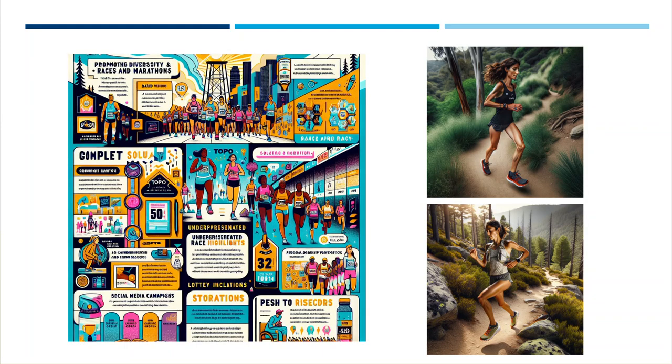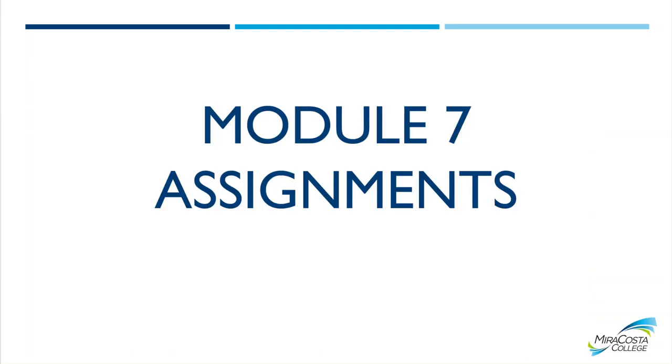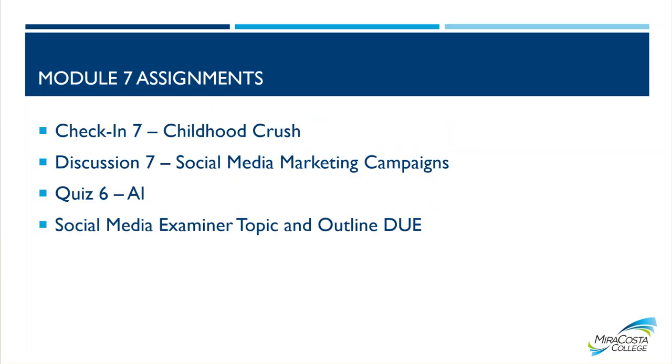That would be amazing. So module 7 assignments for the week. Check-in number 7 is childhood crush. Super fun check-in. I can tell your age if you're an 80s person or if you're born in 2000. It's a pretty cool check-in. Discussion 7, social media marketing campaigns. Quiz 6 is going to be on AI. And your social media examiner topic and outline are due.